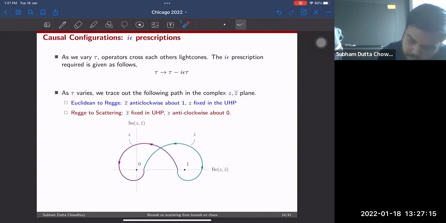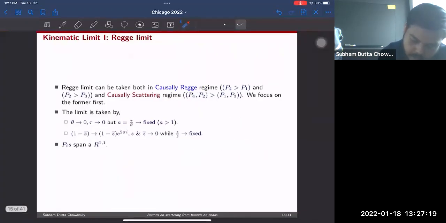Now let me describe the limits first, why we should study these limits. The Regge limit can be taken both on the causally Regge sheet as well as the causally scattering sheet. This is a kinematic limit, and I'll just describe how you take it. You take theta to 0 and tau to 0, but keep the ratio fixed. In terms of cross ratios, it's given by this. You rotate 1 minus z bar anti-clockwise about 1, and then take z and z bar to 0 with the ratio held fixed.